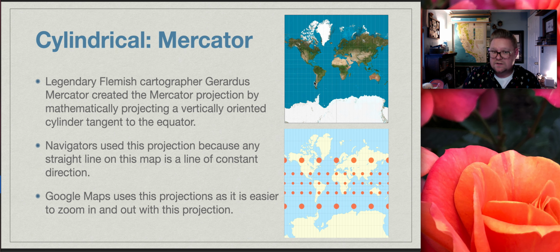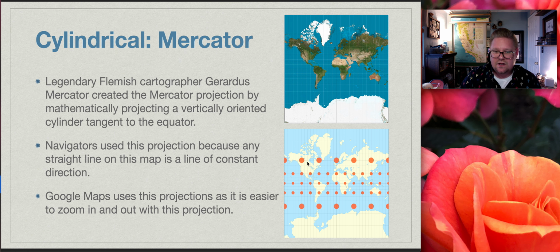Google Earth uses this projection because it makes it much easier to zoom in and out, because a right is a right. There's really very little variance, but the reality is it's not a good projection because, yes, the shape is well defined. The shapes are perfect. The shapes of the continents, things along that line, but the size, the area, is very inaccurate.